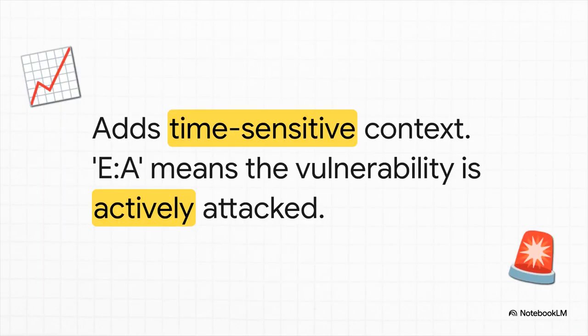And just like we saw before, this new piece of the puzzle gets added to our vector string. In this case, that E:A tells us that the exploit code is attacked. It's being actively used in the wild. That one little letter can completely change how you prioritize things.